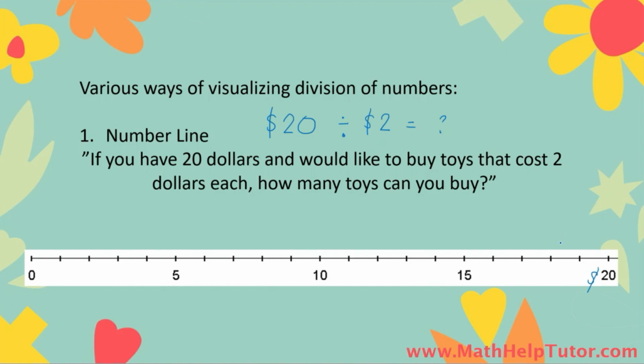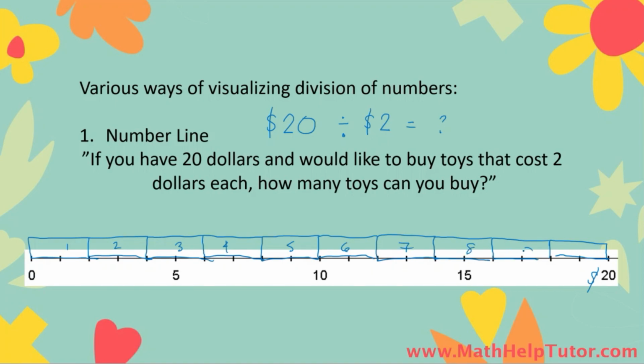So if this number line represents our $20 and we find out how many $2 are in our $20, what we're going to do is draw sections which are $2 long. And then after that, we count how many sections that are $2 long are inside $20. That's 1, 2, 3, 4, 5, 6, 7, 8, 9, 10. So now we know that $20 divided by $2 is equal to 10. Or there are 10 $2 in $20.